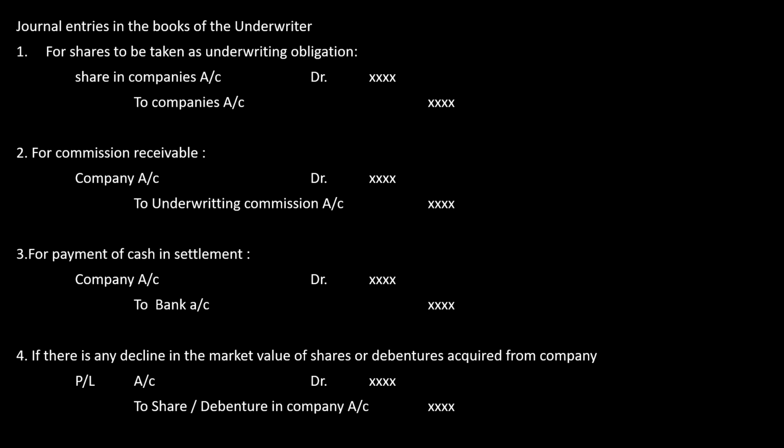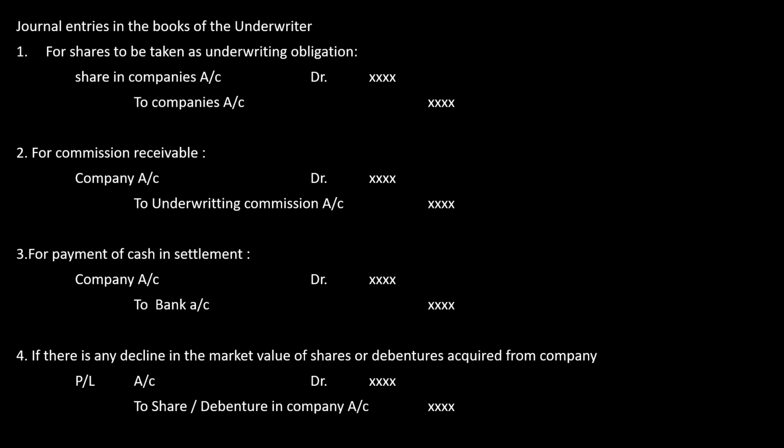Then for payment of cash in settlement, the company has to pay or the company will receive, whichever it is. In this case, the company has to be paid, the company has to be settled. Then Company's account debit to Bank. Suppose you are going to receive from the company, then Bank account debit to Company's account it will be.